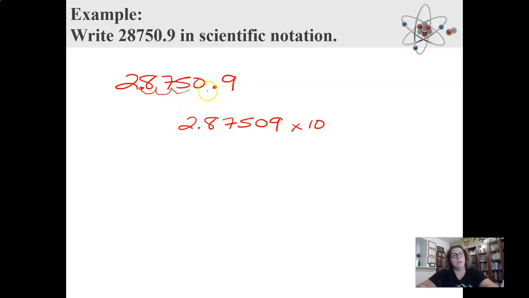Now I moved it 1, 2, 3, and 4. So I did move it 4 places, okay? And because I moved it to the left, my exponent will be positive, okay? So 2.87509 times 10 to the 4th, okay?